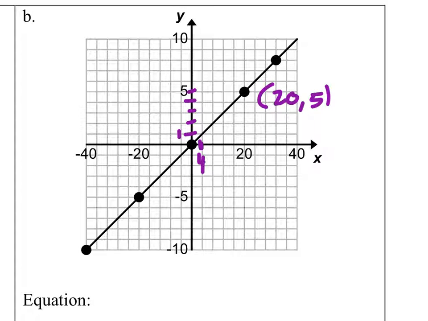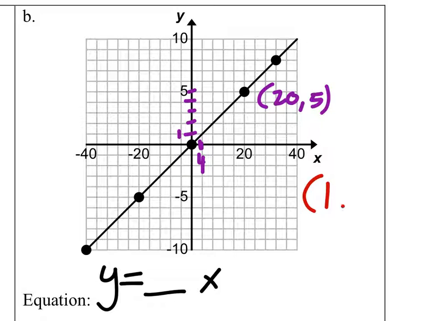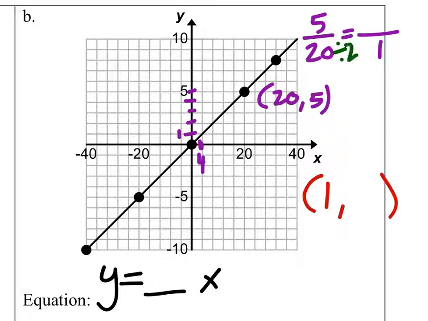20, 5. Now the equation, if we look back, y equals some coefficient times the x, right? But the coefficient is where the x is 1. So if x is 1, what's the corresponding y value? Well, we can use a proportion. So I got my y over the x, should equal my y over the x is 1. So I divide this by 20 to get 1. And then 5 divided by 20 is 1/4 or 0.25. So the equation is y equals 1/4 x.